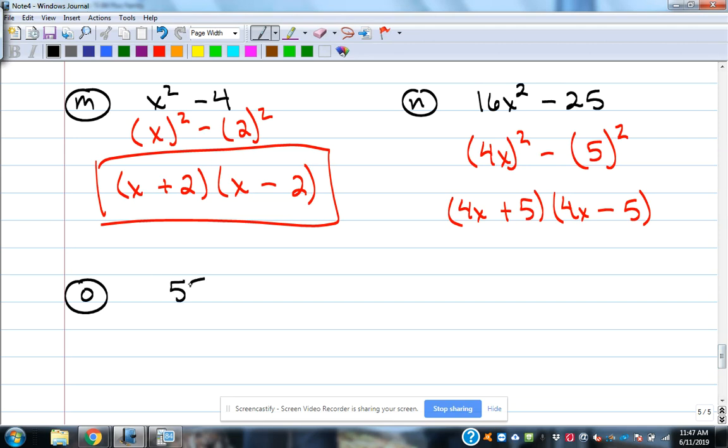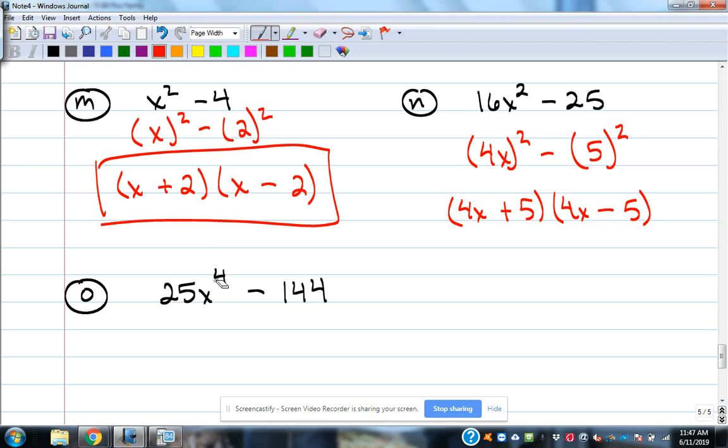Let's try this one. 25x to the 4th power minus 144. This one's a tough one because it's in disguise. Now, this one's hard to determine that it's a squares because you don't have a 2 on the exponent on the x, but you do have an even number.